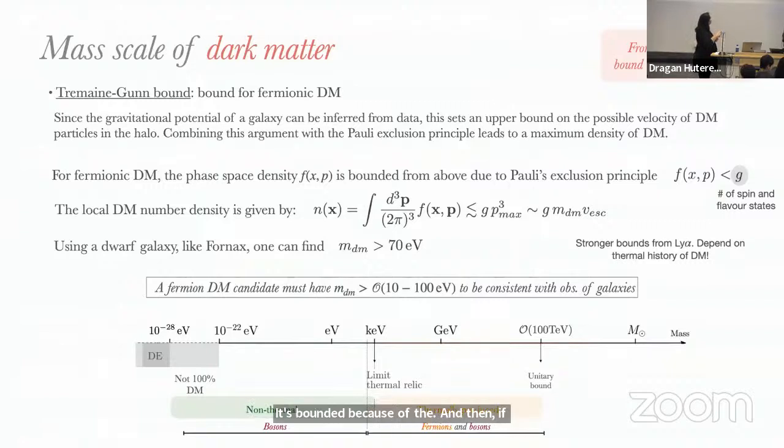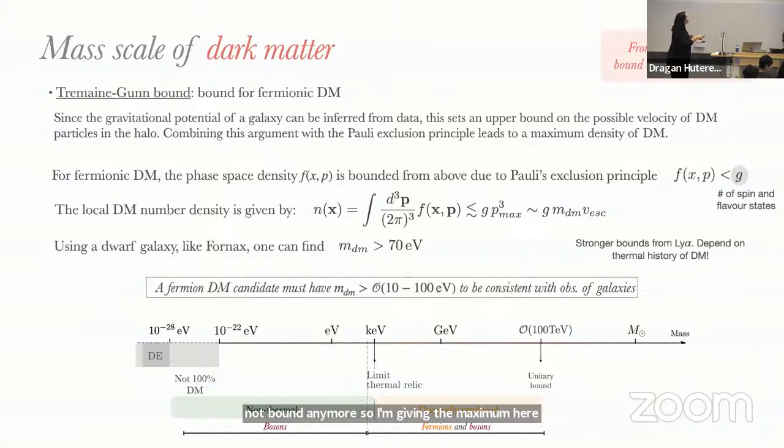Then I can calculate the local dark matter density using the phase space density. The number density is going to be the integral of f, and this is also going to be bounded. It is going to be equal to g times the maximum momentum of the dark matter particle. Just imagine that this is the upper limit of this integral. Using the virial theorem, the momentum in a galaxy is going to be the mass of the dark matter times the escape velocity. The escape velocity is basically the maximum velocity that a dark matter particle can have in a bound system. If it's bigger than that, it's not bound anymore. So I'm giving the maximum velocity here.